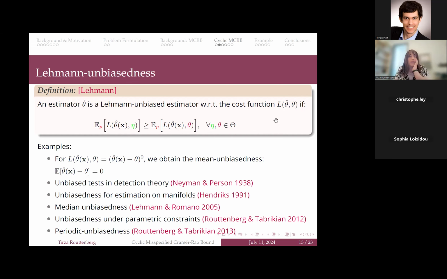And there are many examples of that. If you take the squared error cost function, then you will get the conventional unbiased estimator that we usually talk about. But there are also many other definitions: unbiased tests, unbiasedness on manifolds that Hendriks proposed, median unbiasedness, and some periodic unbiasedness, and there are many other examples that are based on this Lehmann unbiasedness definition with different cost functions.